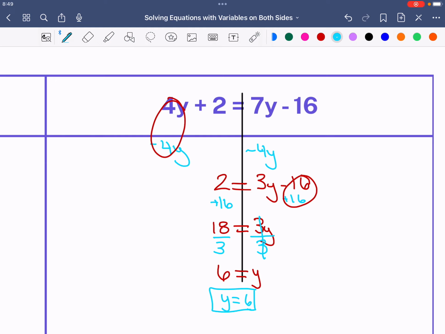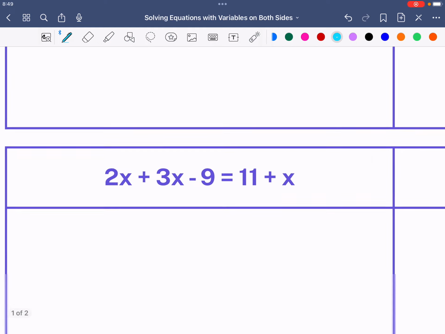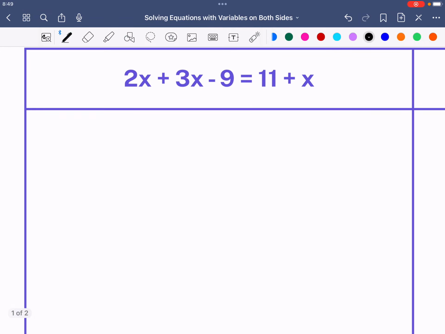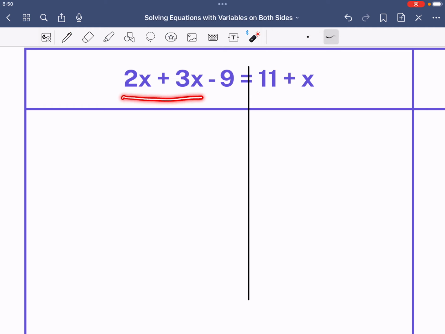All right, so I'm going to show you a couple of problems where you do have to simplify in that first step. Okay, I'm still going to separate the two sides. All right, if we look at this left side, we have like terms we can combine. So we can combine the 2x plus 3x. So that's the first step, simplify each side.